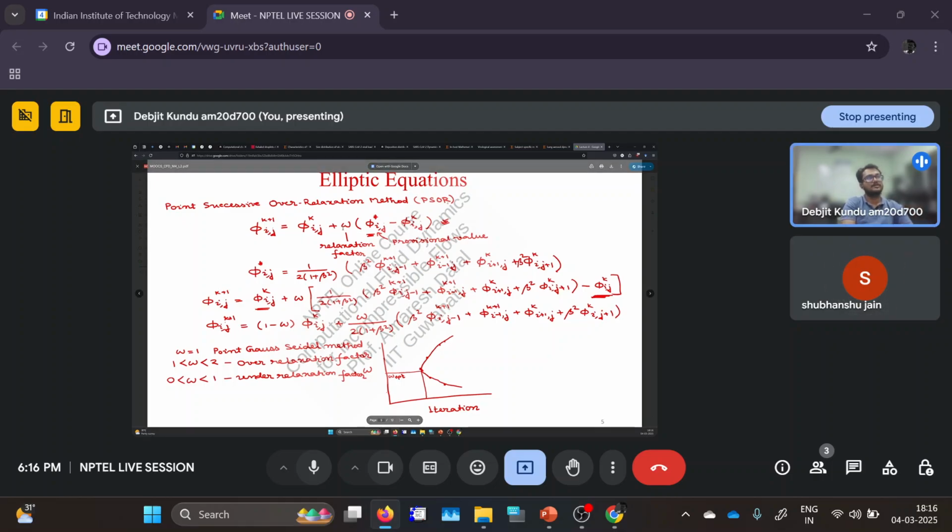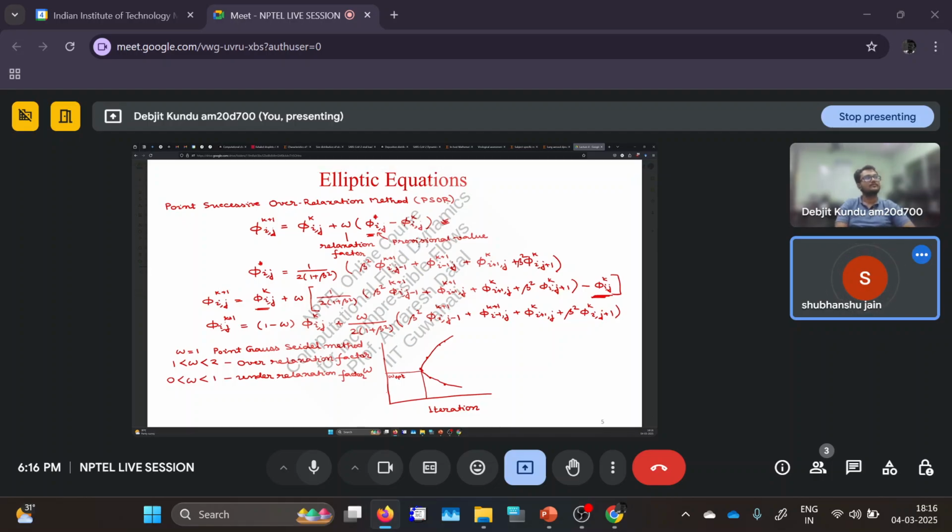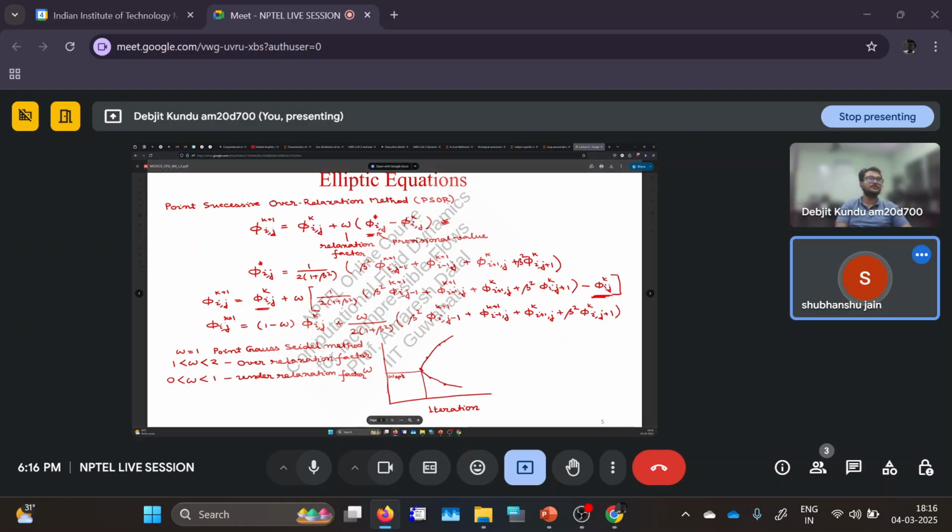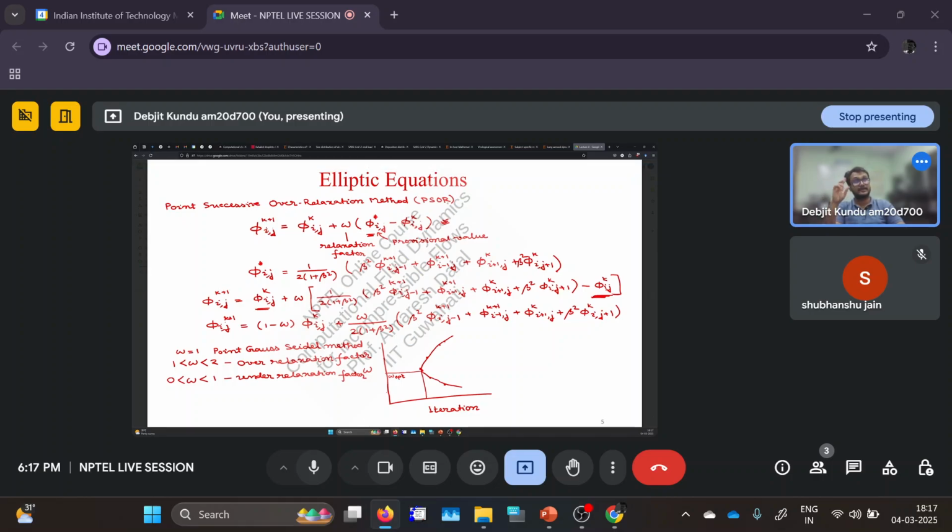Omega is in your hand. The values of those phi ijk, phi ij star, those are not in your control. Those are the numbers that you get by solving the equation. Omega is in your hand. You can change omega, but the value always remains the same, even though omega is changing. It's the algebraic form, so the formula remains the same. The formula is what it would have been if omega was 1, like what phi k plus 1 would have been if omega was 1.